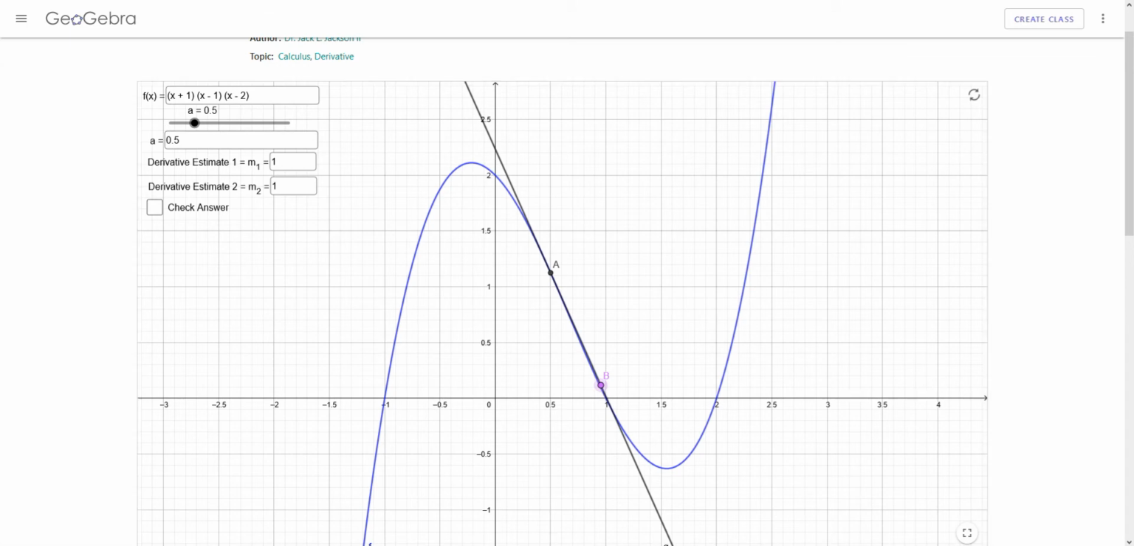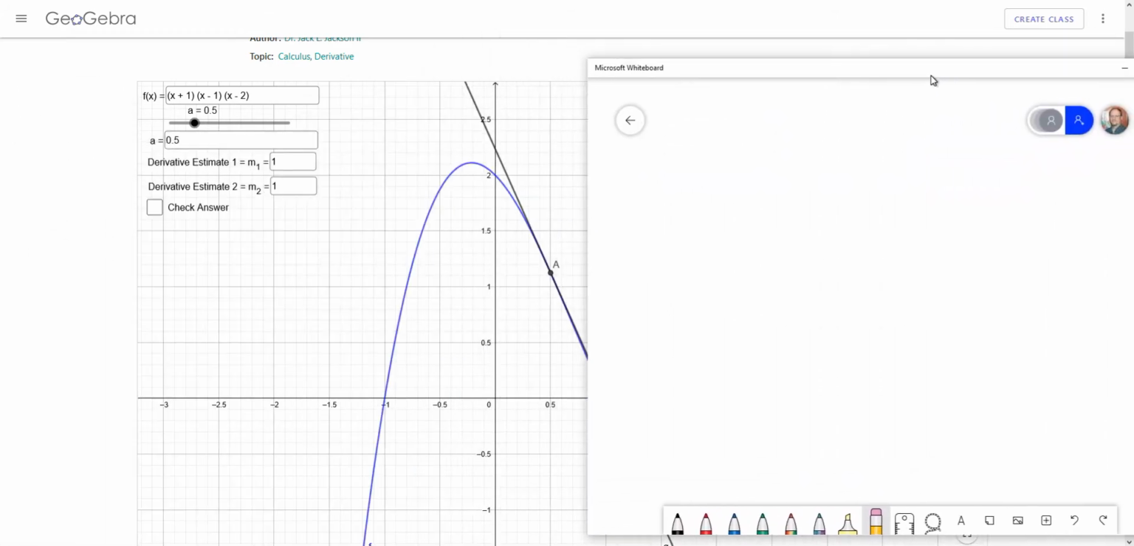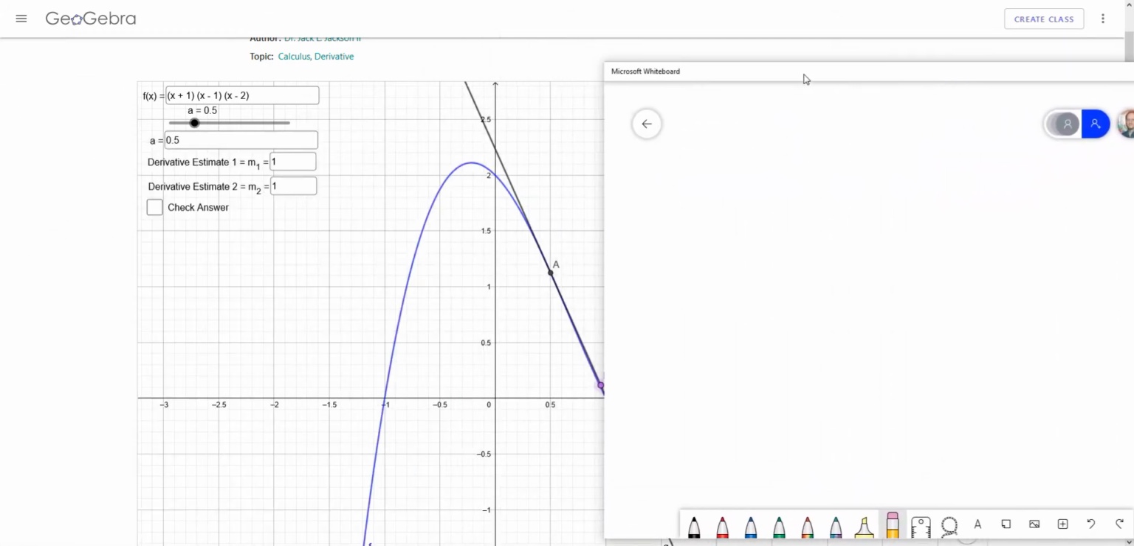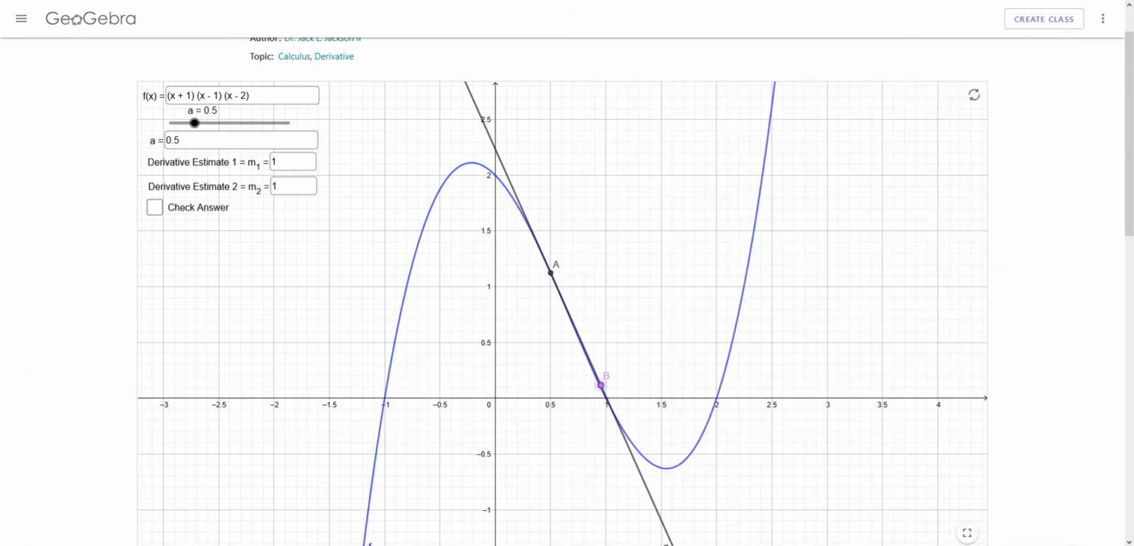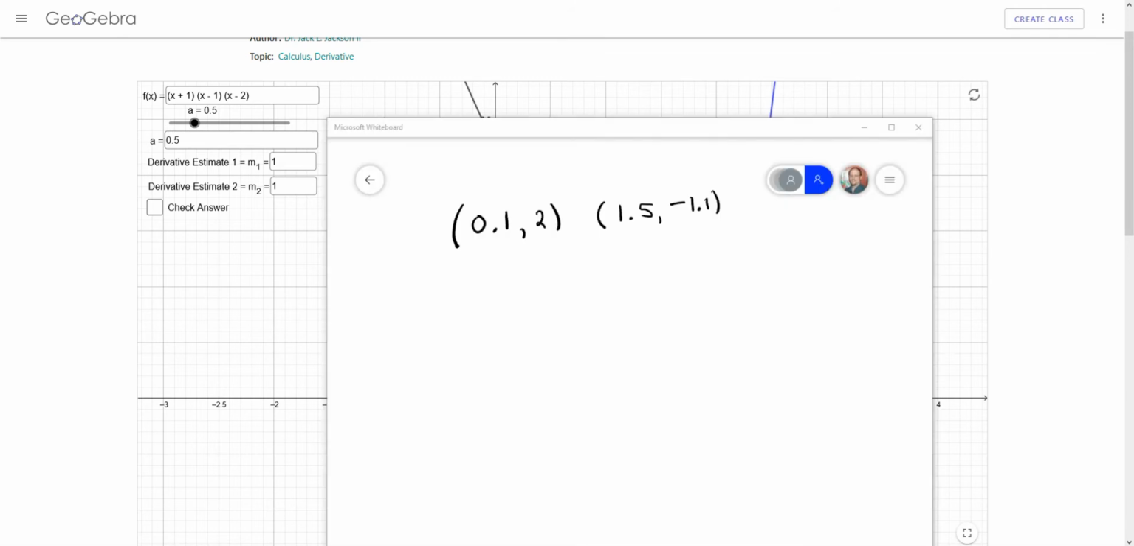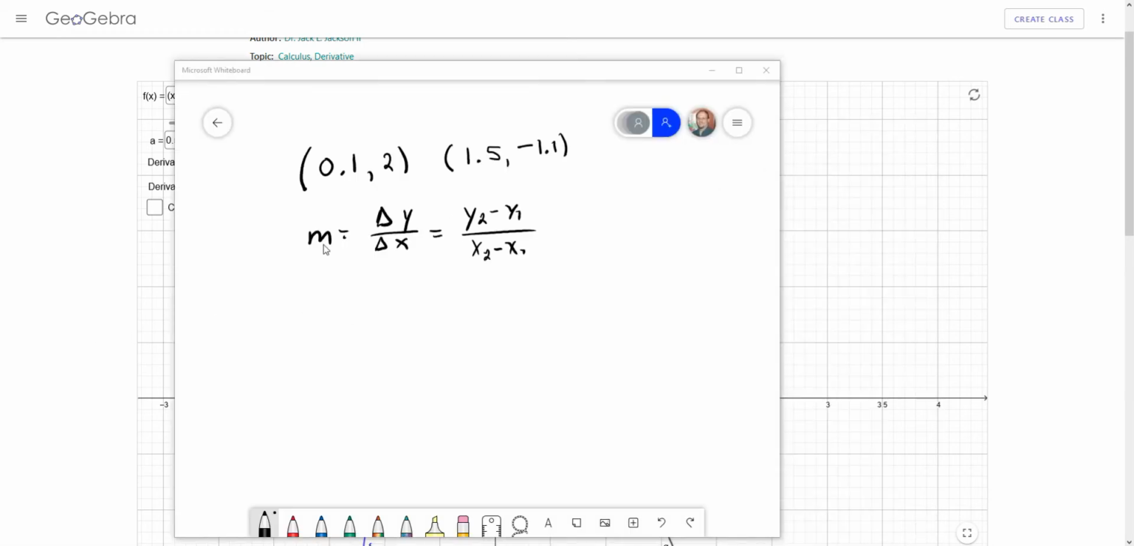So let's look at that. And the point that we have here is, so let's do it this way. So it looks like these are 2 points on the graph that we just came up with. Now we just simply use the slope formula to work this out. Recall that the slope formula, m, is delta y divided by delta x. That's y2 minus y1 divided by x2 minus x1. This is x1, y1. This one's x2, y2.